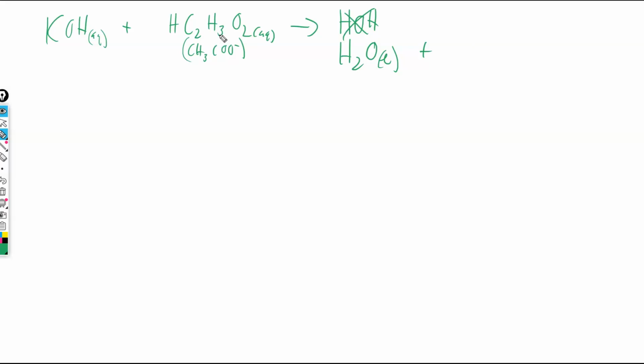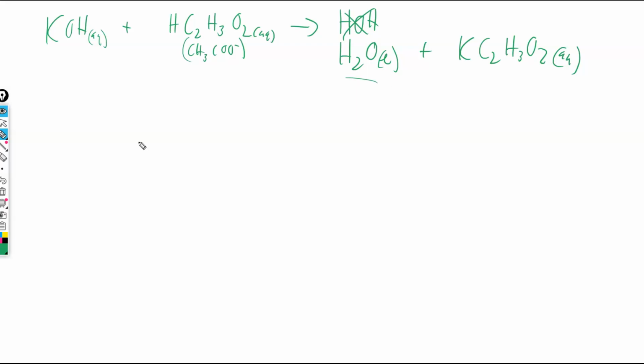Plus, now you have your other guy forming, potassium acetate, KC2H3O2. Look at your solubility rules. This is aqueous. Now, even though I don't have a solid forming here, I have water still forming, which means I have something forming in my reaction right now. So that means I still have a reaction happening. I can still write a net ionic equation. It'll still be the same exact steps though.